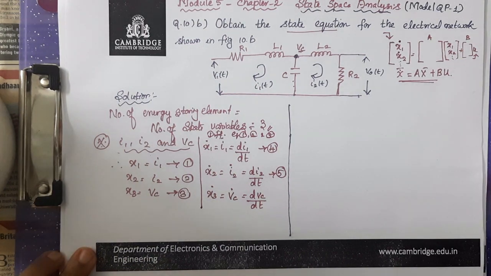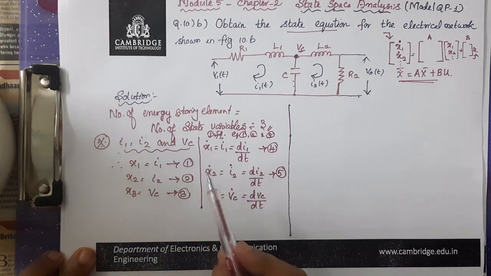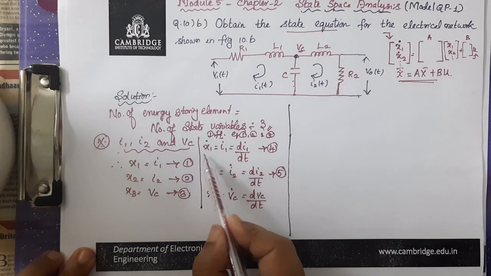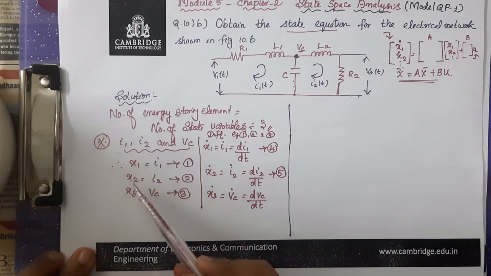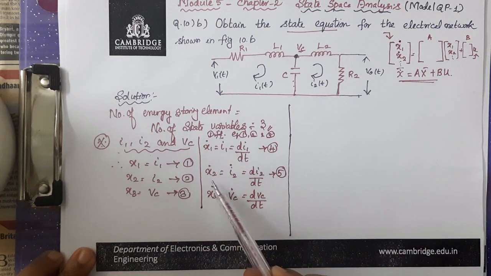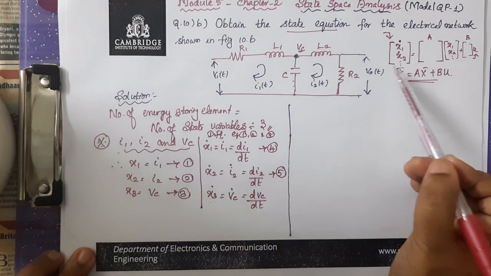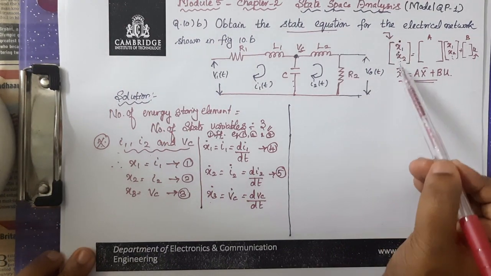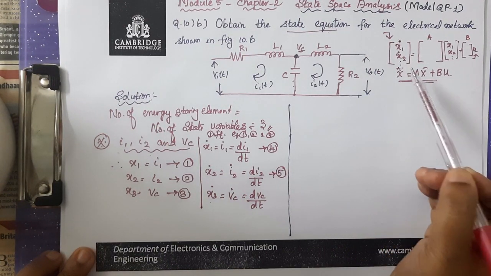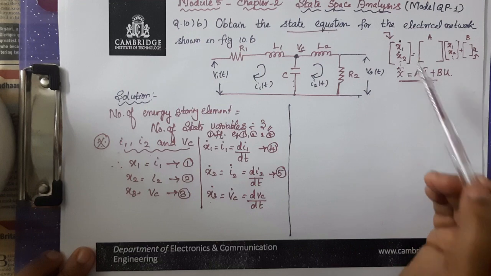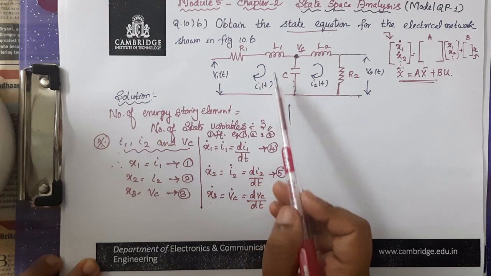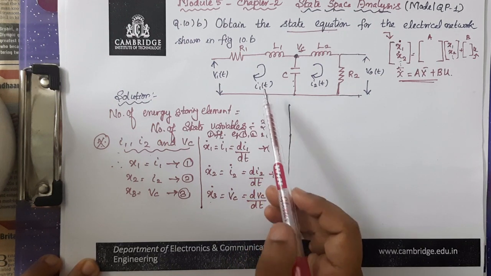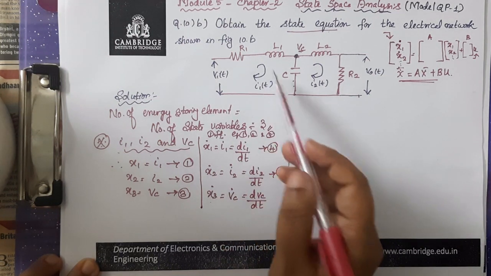Once after differentiating equation number 1, 2 and 3, now we have obtained the expression in terms of the derivative of the state variable x1, x2, x3 as x1 dot, x2 dot and x3 dot, which is required to represent the state equation. Now let us write the loop equation making use of KVL.